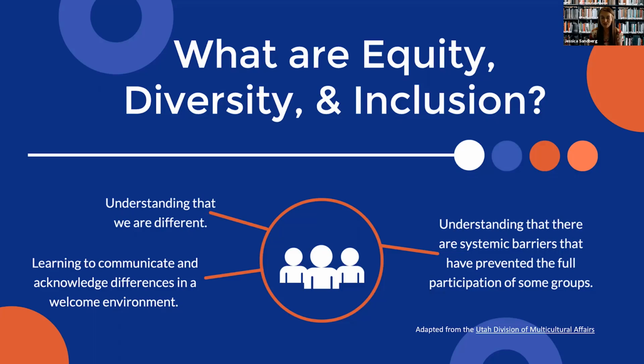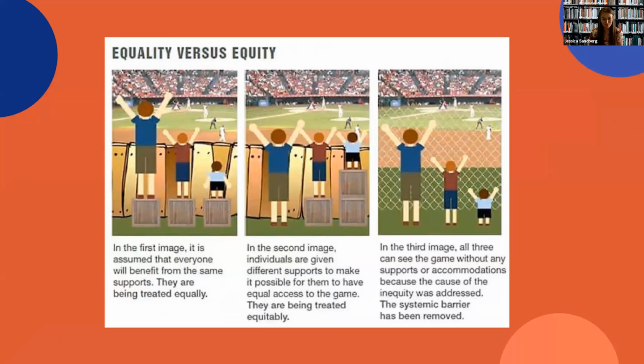So to help us understand equity even further, because sometimes it can be hard to understand the difference between equity and equality, I'm going to show you another graphic of 3 people trying to view a baseball game over a fence. So in this first image, it's assumed that everyone will benefit from the same support, such as giving everyone the same sized box to see over the fence. So they are being treated equally.